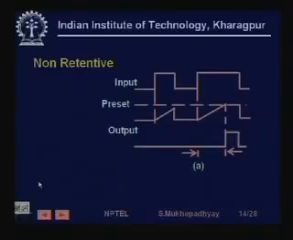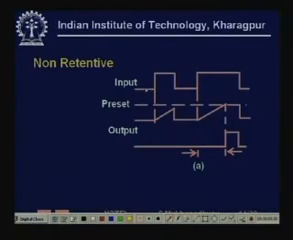Next, we can again classify timers into two ways. One is called retentive timer, another is called non-retentive timer. For a non-retentive timer, see, the input here goes up, so the timing register starts increasing, suppose it's an on delay timer. After some time the input comes down. It has timed up to a certain amount, it has not reached its preset value. The question is, what would happen to the timing register value at this point?